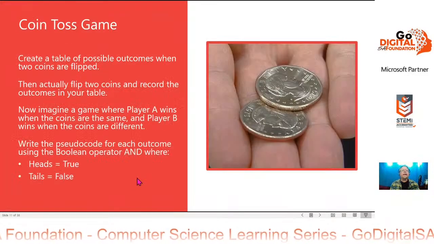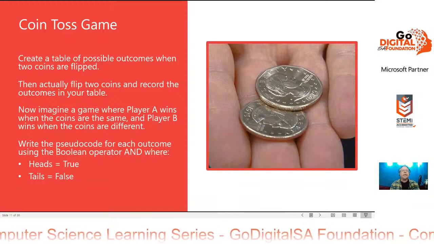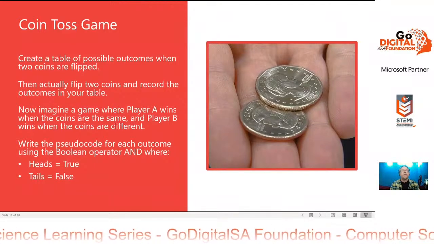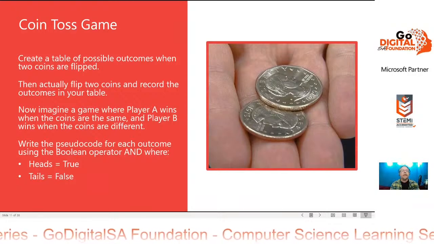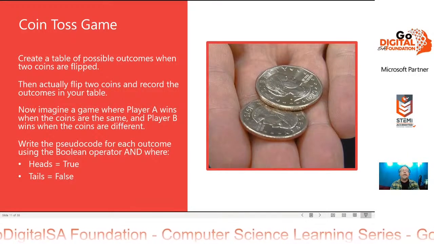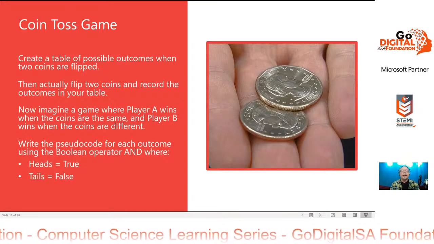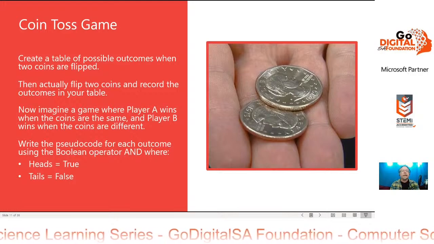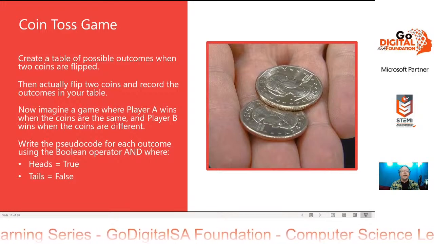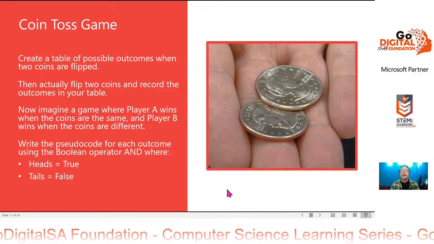So we're going to look at a coin toss game. Let's create a truth table of possible outcomes when two coins are flipped. Then actually flip two coins and record the outcomes in your table. Now imagine a game where player A wins when the coins are the same, and player B wins when the coins are different. Write the pseudocode for each outcome using the Boolean operator AND, where heads equals true and tails equals false.